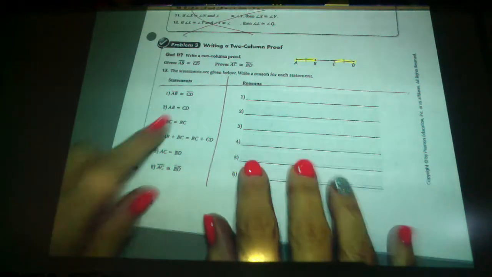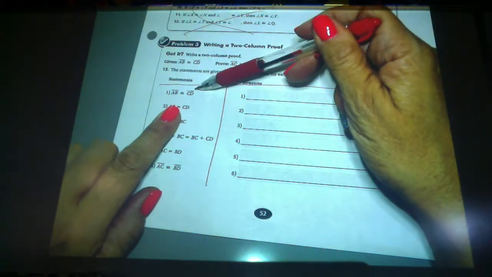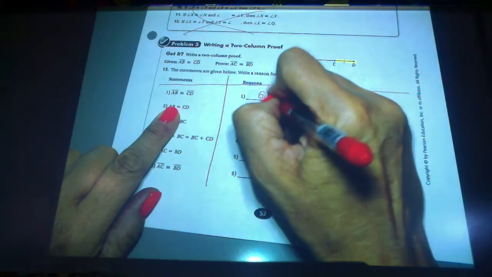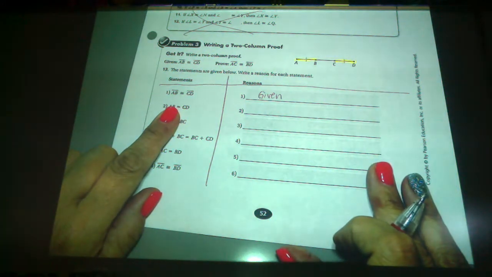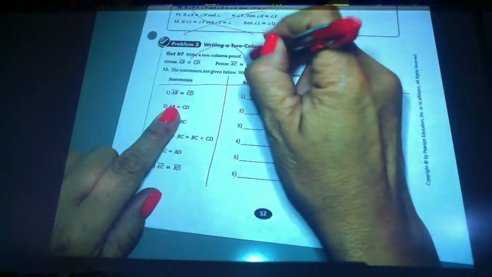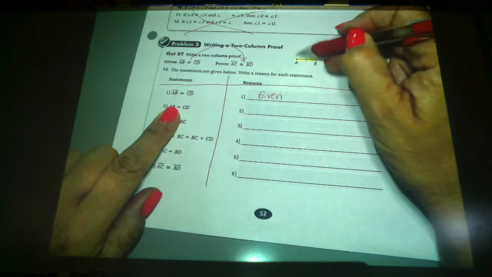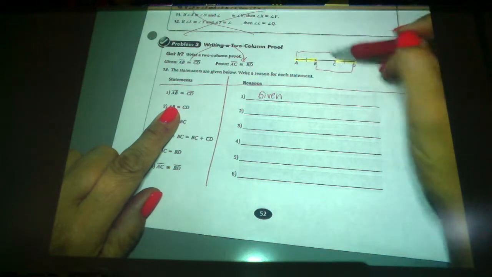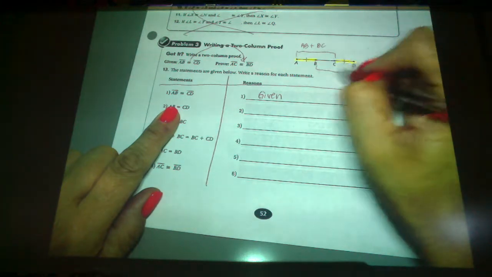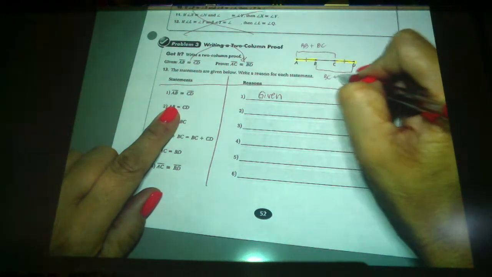Okay? So look at what happens with our reasons. So segment AB is congruent to segment CD. Where did we get that? It was given. So 100% of the time, that first reason had better be given. Then I have to figure out a way to go from here to here. You will develop some pre-proof planning abilities. If I want to prove that AC is congruent to BD, isn't AC made up of AB plus BC? And isn't BD made up of BC plus CD?